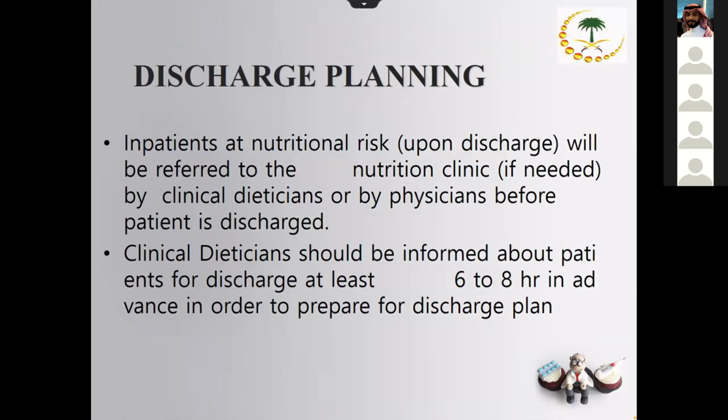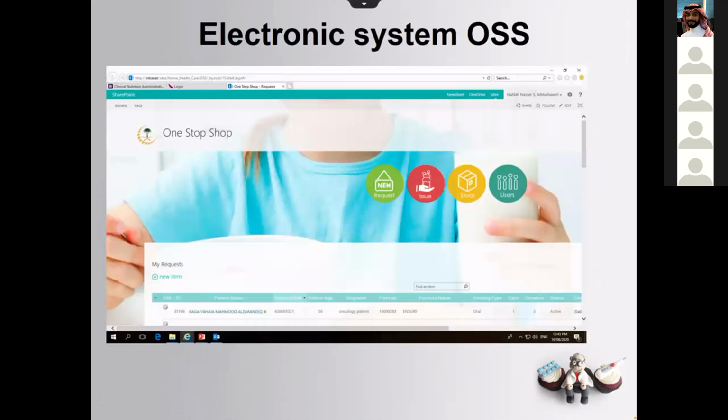Inpatients at nutritional risk upon discharge will be referred to the nutrition clinic before discharge. Of course, the clinical dietitian should be informed about 6 to 8 hours ahead to prepare a proper diet for discharge. Because sometimes patients need supplements at home, and we use this site to prescribe the supplement itself, and this takes time, so the dietitians should be informed with enough time.